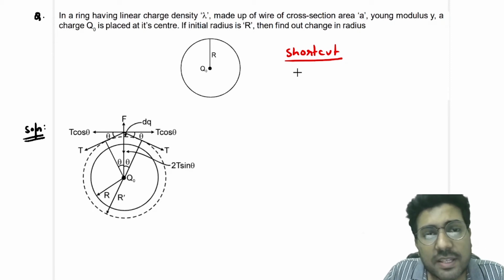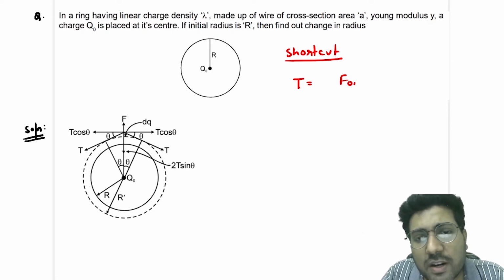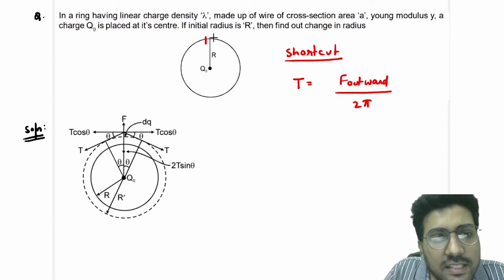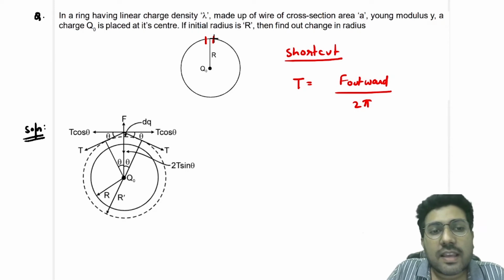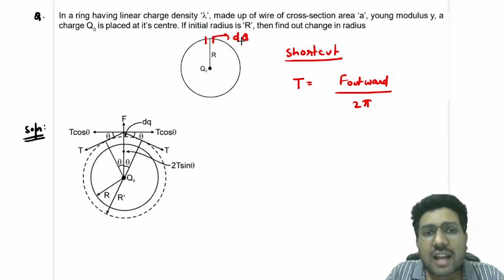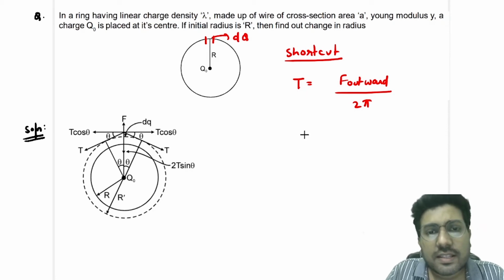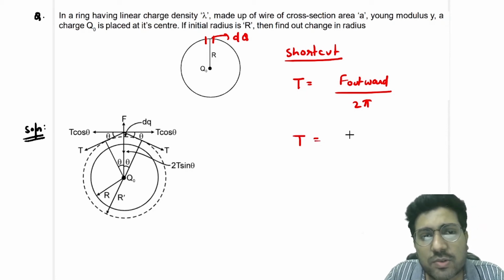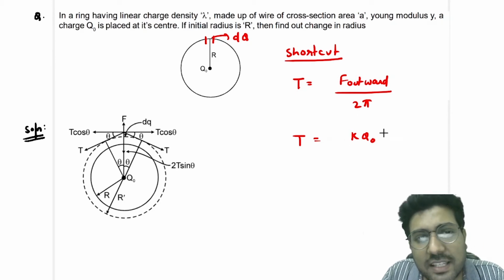So what I will do here is, you know that T is equal to F outward upon 2 pi, right? T is equal to F outward upon 2 pi. Now let us take this small element. The charge on this element is dq. Now if the charge on this element is dq, then we will say T is equal to k q naught dq. Just replace dq by total charge, that's it.